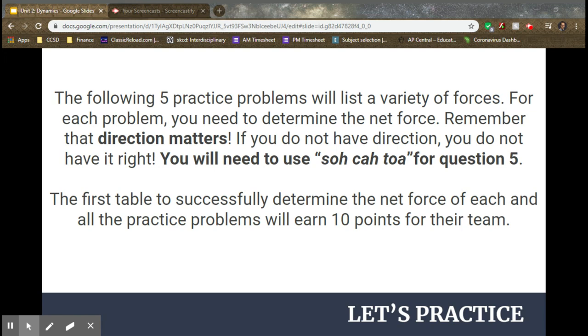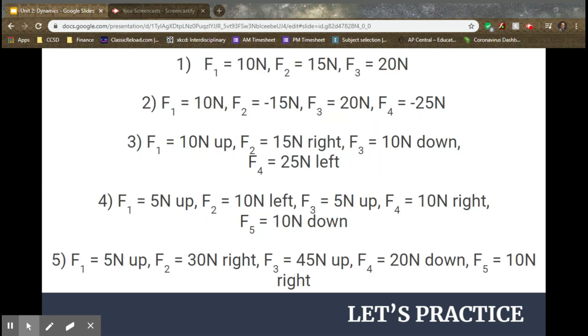We're going to look at a few practice problems with net force, all right? Remember that direction matters, okay? We use positive and negative signs to help us understand direction. When you get to question 5, you're going to need to use SOHCAHTOA to figure it out, all right? So let's go ahead and go to the next one, okay?